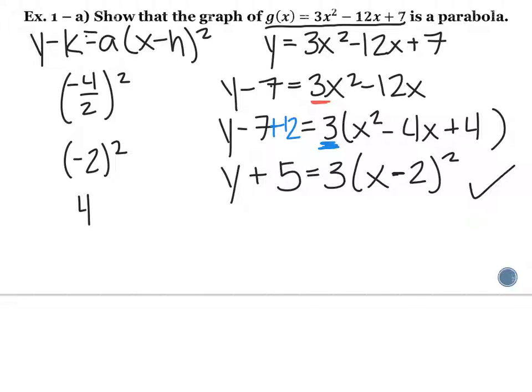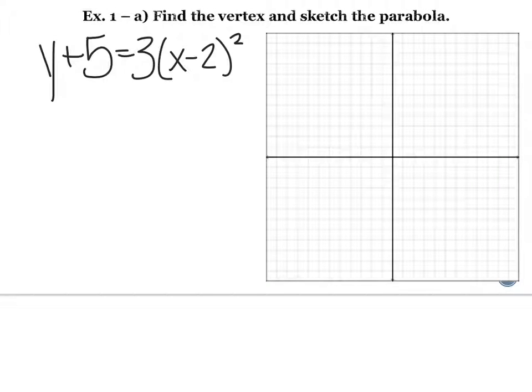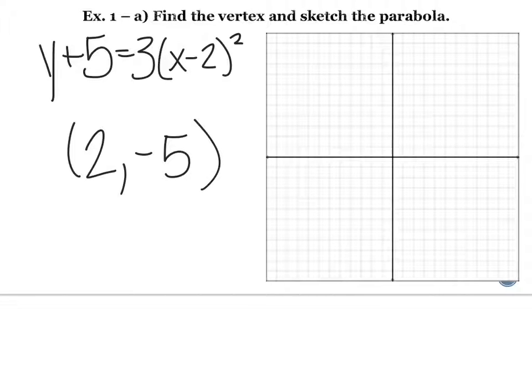So what we're going to do next is take that, and we're going to find the vertex and then sketch said parabola. So remember, the vertex you can just pull from the equation. If it's negative 2 in the equation, it's positive 2 in my vertex. If it's positive 5 in the equation, it's negative 5 in my vertex. So my vertex is 2, negative 5. What am I thinking? 2, 3, 4. Right there.